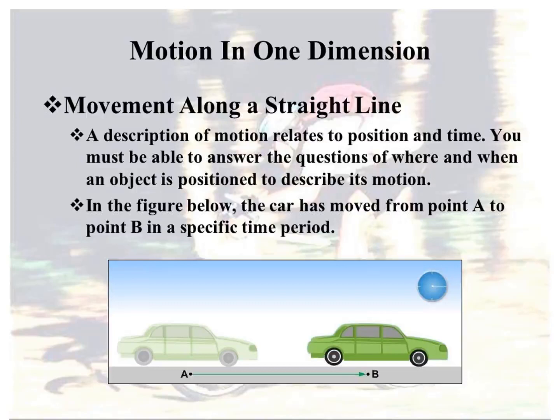So these two objects are moving in the same direction. The magnitude of the relative velocity of one object with respect to another is equal to the difference in magnitude of the two velocities.